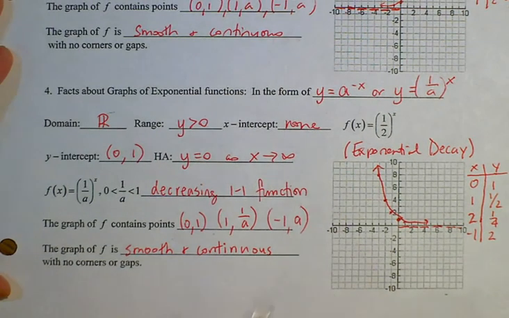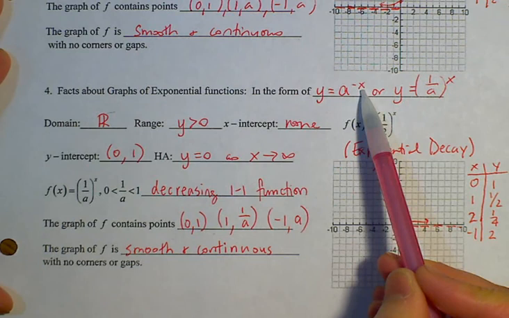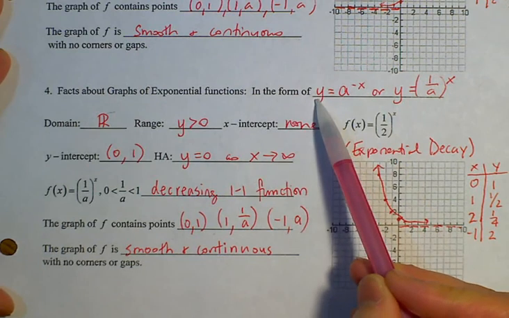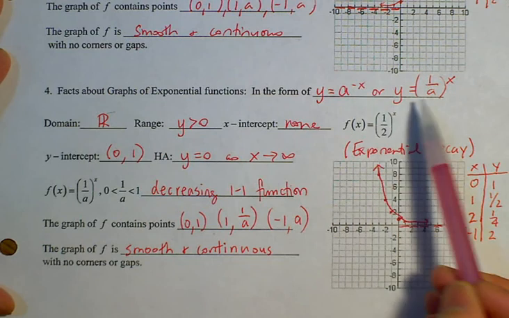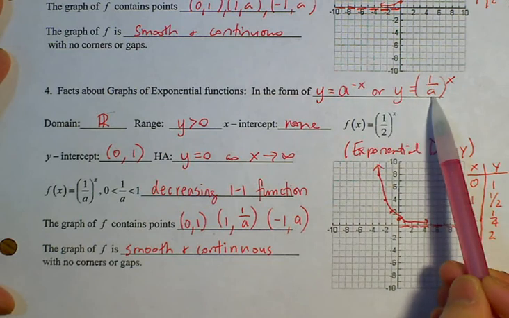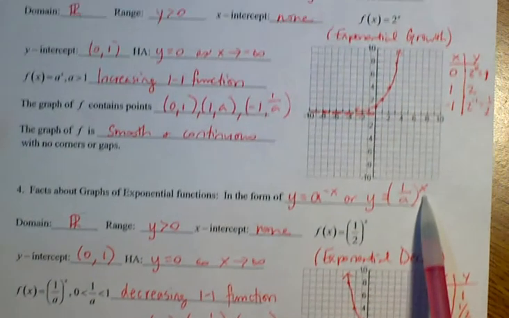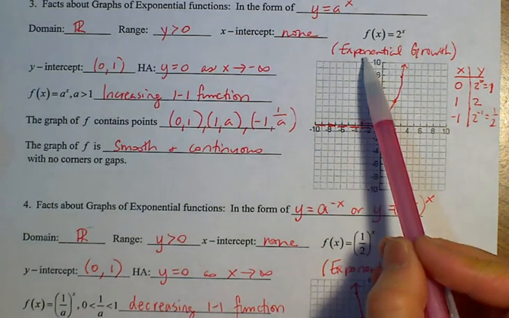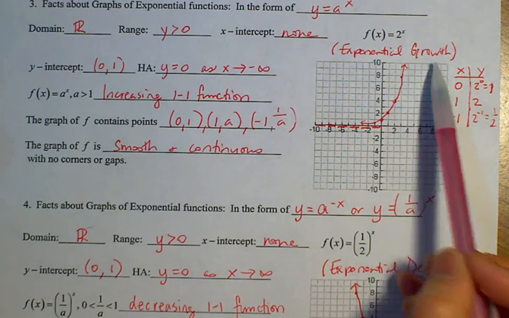Okay, the next graph I'd like to look at is when you have an x that is a negative power, so y is equal to a raised to the negative x, and you can rewrite this as y is equal to 1 over a and then raised to the x power. Oh, there's one thing I wanted to comment about the previous one. This is called an exponential growth. So if you could write that in at the bottom there.